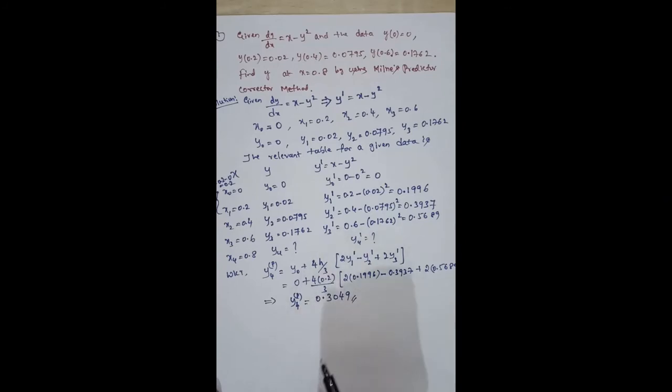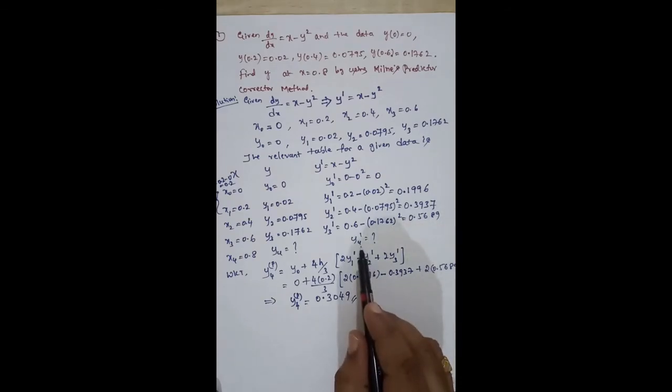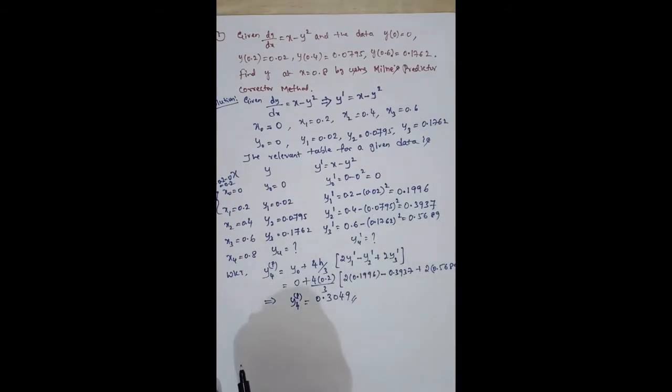So now, once you find the predicted value, next you have to find the corrector. But remember, to find the corrector value in the formula, there is a term y4 dash. y4 dash is there in the corrector formula. So we don't have y4 dash here. So let us calculate y4 dash first.